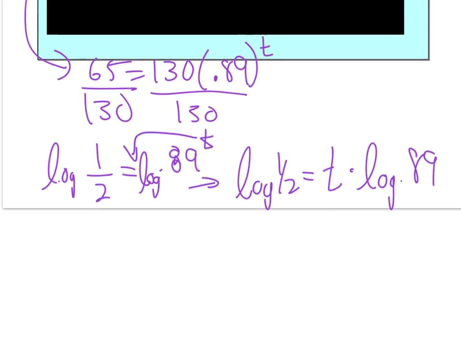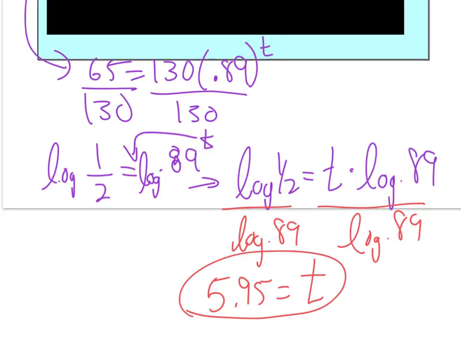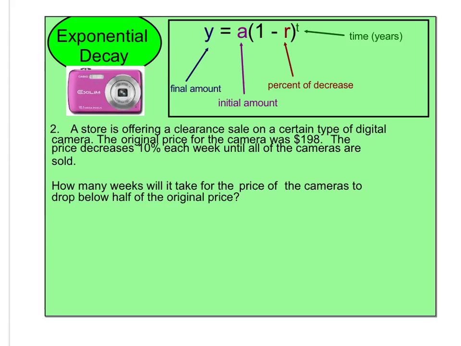So now a little division here. Divide by log of 0.89. So if I take the log of 1/2 and divide it by the log of 0.89, I get an answer of 5.95. So it's going to take approximately 6 hours for the amount of caffeine in your body to get cut in half. So if I'm looking at decay, decay looks like this. I'm subtracting each time: final amount, initial amount, percent decrease.